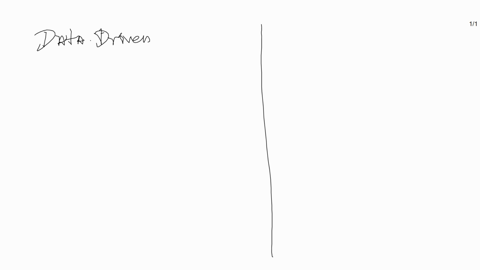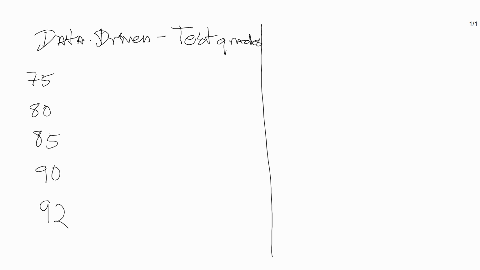Okay. So there are 2 types of data. There is data-driven, which is like this one: 75, 80, 85, 90, 92. And you find the mean.